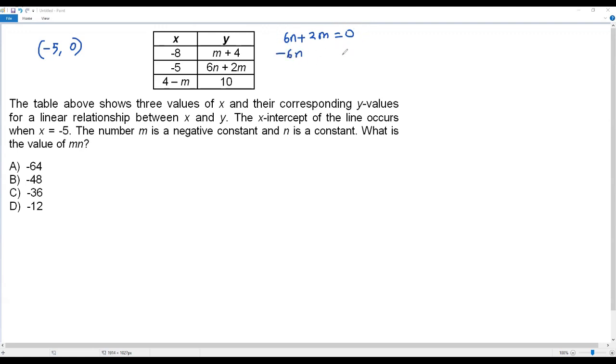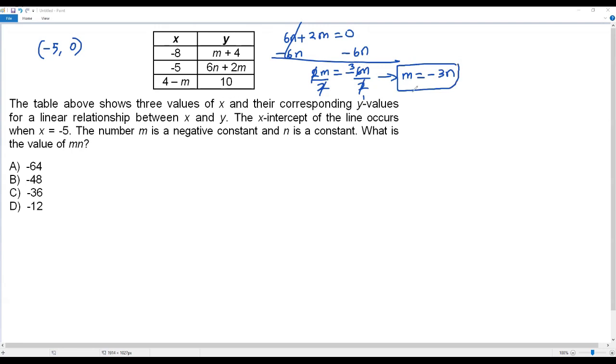For that I subtract 6n from both sides. When I do so, the positive 6n and negative 6n will cancel. I'm getting 2m equals -6n. Now let me divide both sides by 2. When I do so, this 2 will cancel. 2 goes into 2 one time, 2 goes into 6 three times. So I'm getting m equals -3n. I have solved for m in terms of n.